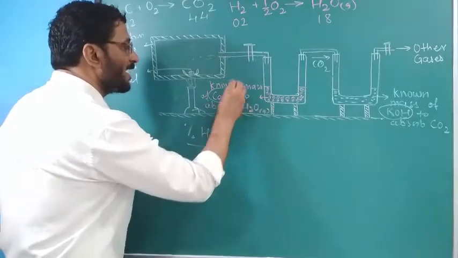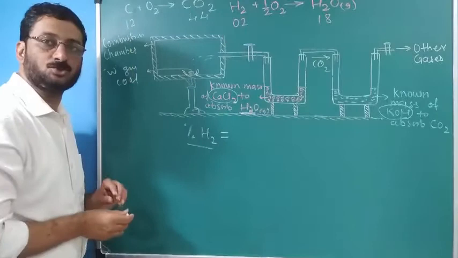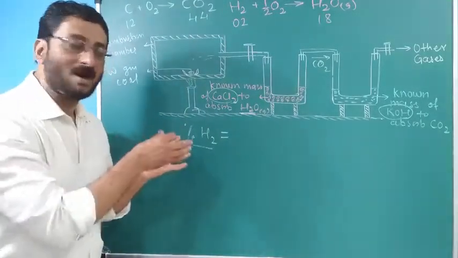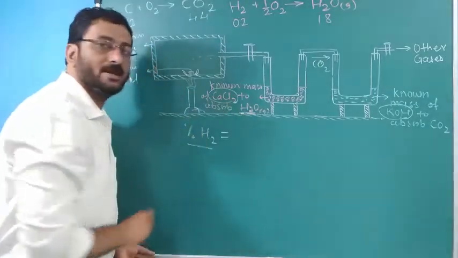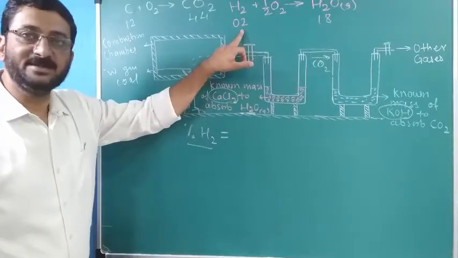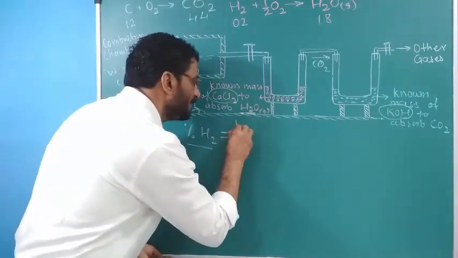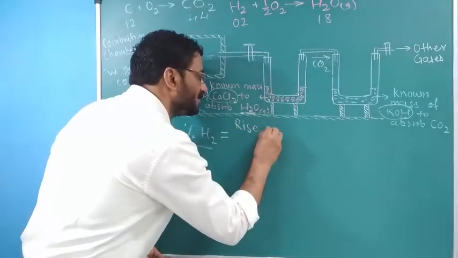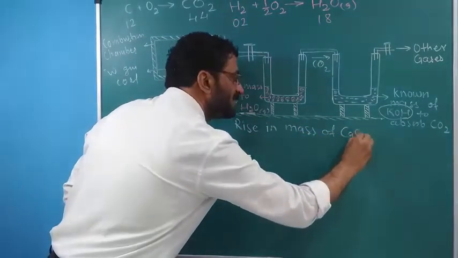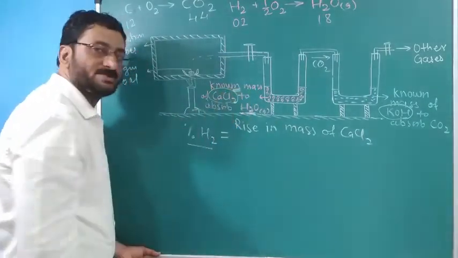This CaCl2 has absorbed H2O, meaning 18 parts by mass of H2O at a time. There will be a rise in the mass of CaCl2 by absorbing 18 parts. Out of those 18 parts, our interest is in 2 parts. So accordingly we will put the equation. We will write the rise or increase in the mass of CaCl2. We have taken a known mass of CaCl2.